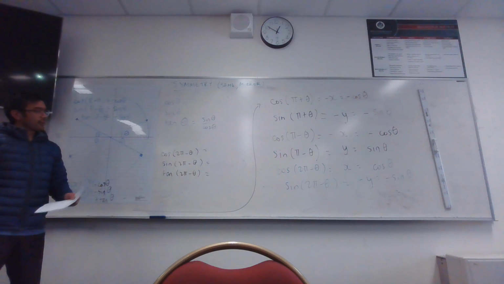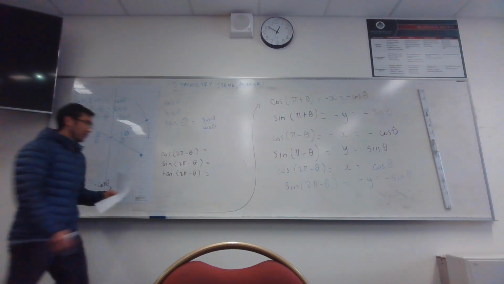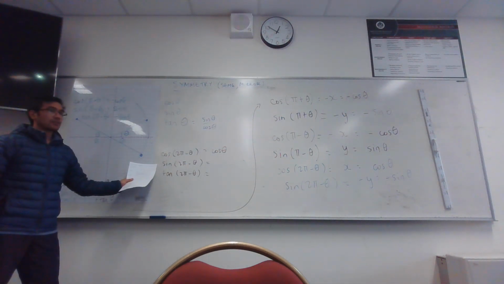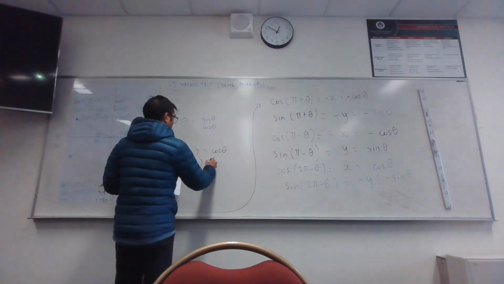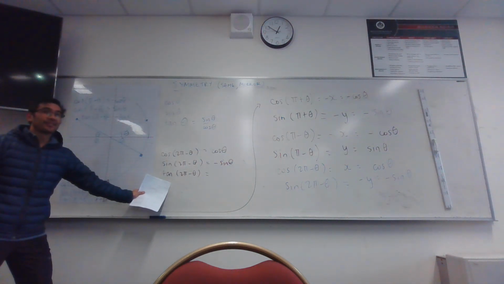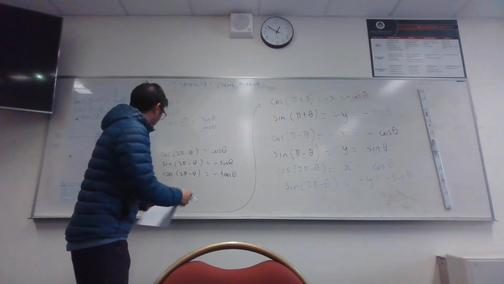Okay, lastly. Tim, cosine 2 pi minus theta. What do you reckon? Good. Emily? Good. Iron? It is a negative. Okay, let's do some questions.